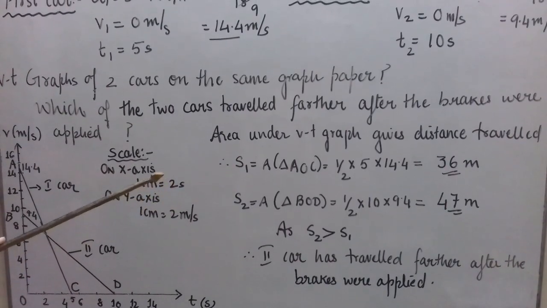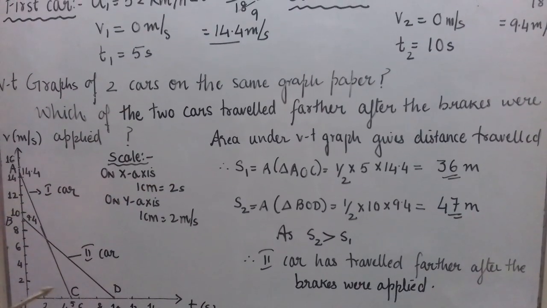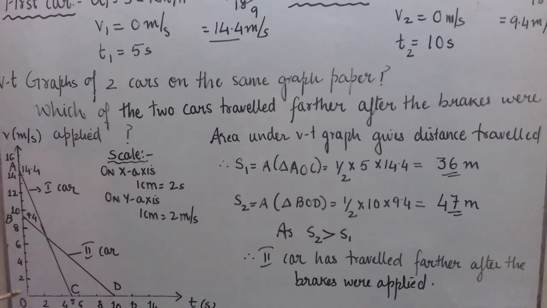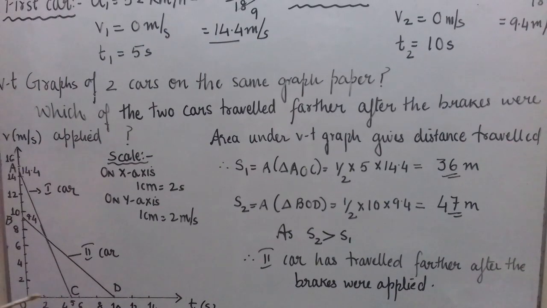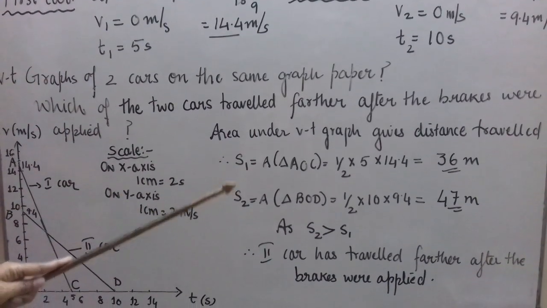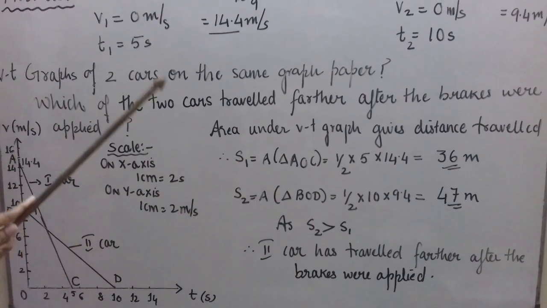The area of a triangle is half into base into height. The base is OC, that is 5, and the height is OA, 14.4. So I have directly written half into 5 into 14.4. The answer comes out to be 36 meters.